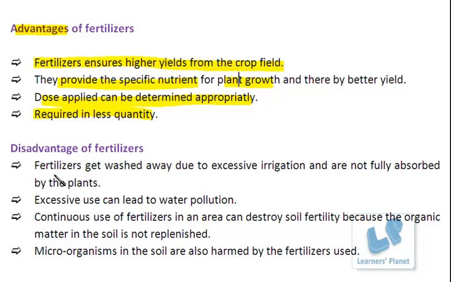Otherwise, what will happen? If this timing is not properly set up here, then the fertilizers will get washed away due to irrigation at the wrong time, or due to excessive irrigation. Excessive irrigation, extra water, as well as the correct timing, both these factors are actually affecting the absorption of fertilizers by the plants. So the right amount of water and the right timing of this irrigation, as well as the fertilizers added to the field, all has to be managed.